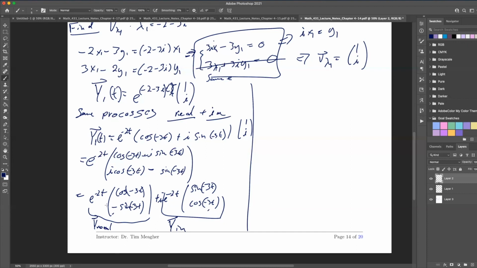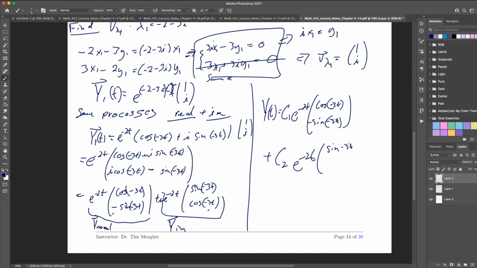And so in this case, we're going to get our final solution over here, y of t, is going to be equal to some c1 times the real part, so it'll be e to the minus 2t, cosine of minus 3t, minus sine of minus 3t, plus c2 times the imaginary part, which is right here, which would be sine of minus 3t, cosine of minus 3t. And so here we produce a solution.